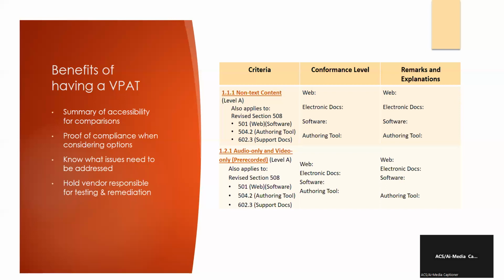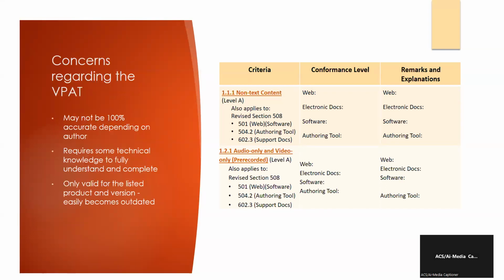Now, as with everything, there are cons to using a VPAT. So some concerns regarding the VPAT is that it may not be 100% accurate depending on the author. We're very reliant on the author fully understanding the guidelines and how to test them. So you'll see a wide variety. Again, as I've mentioned, you might see someone who only really is Googling the basics of accessibility.